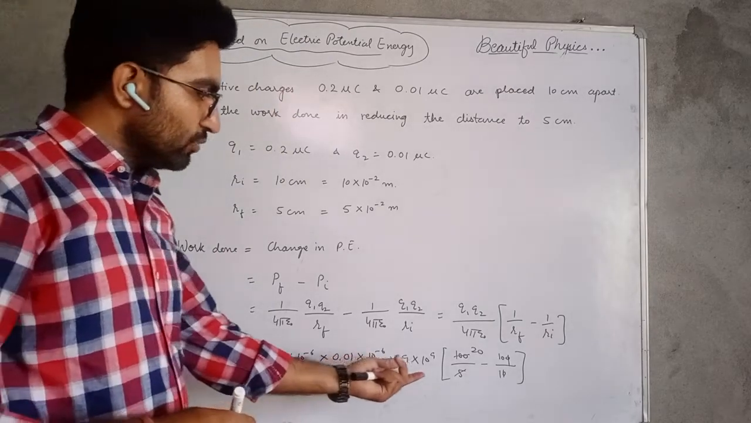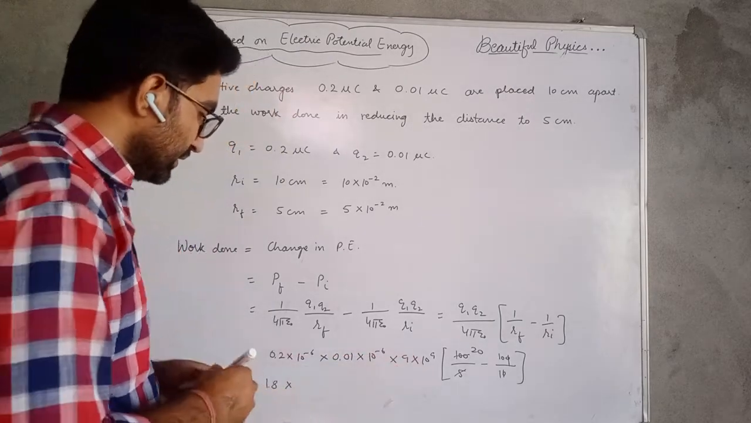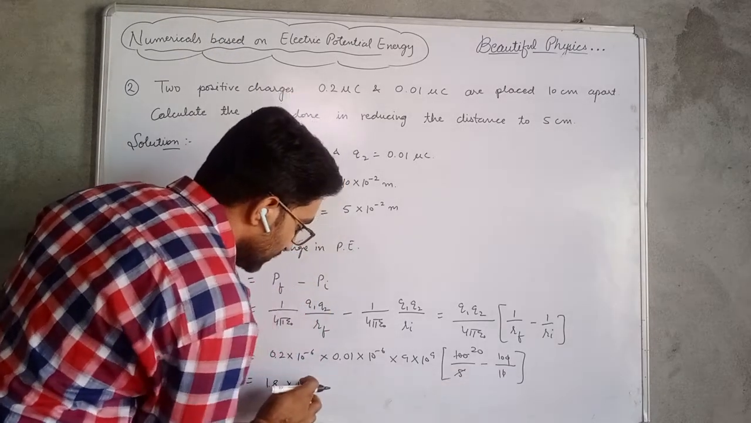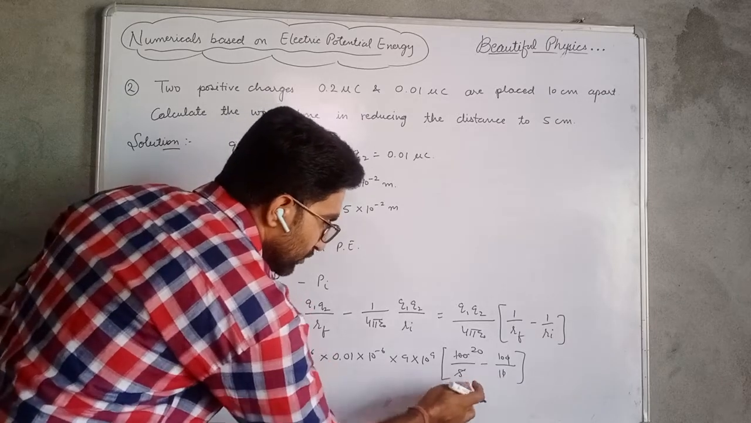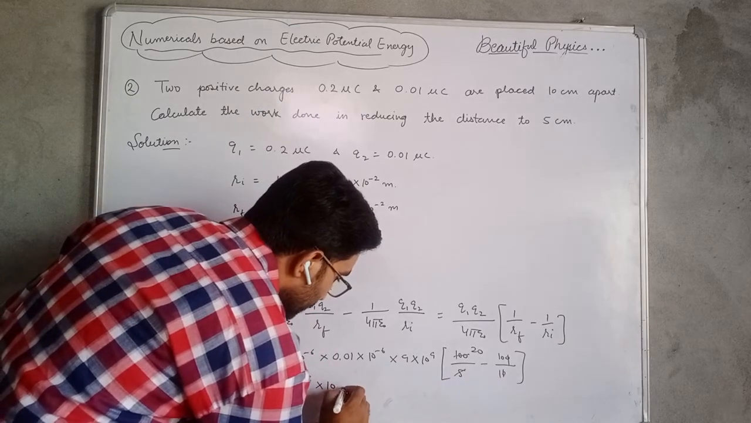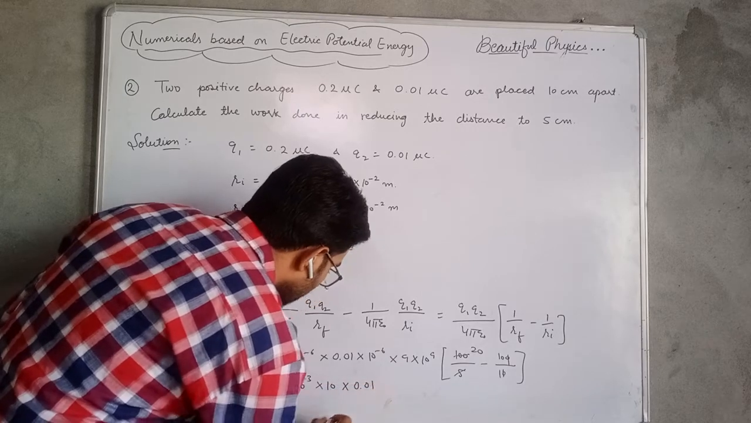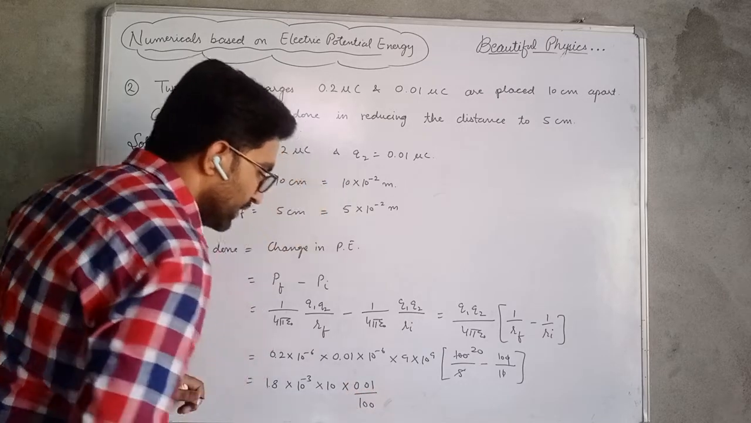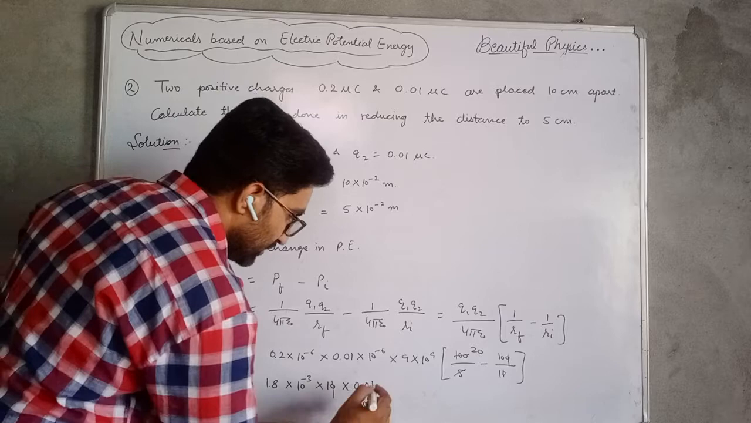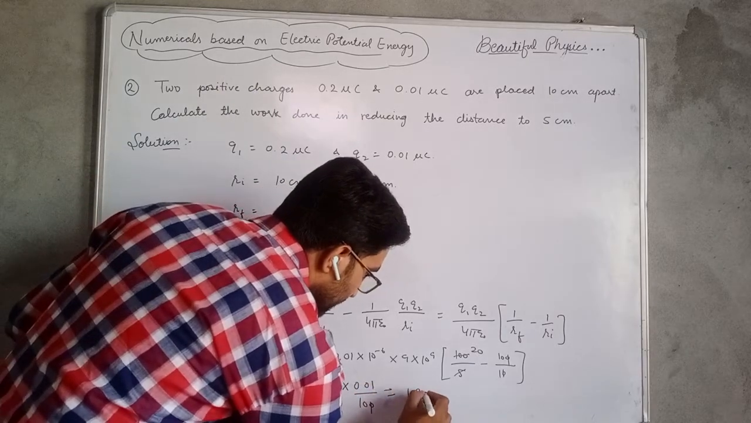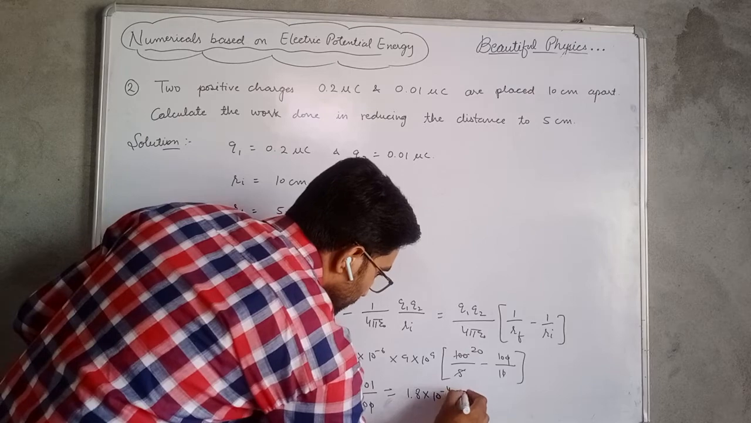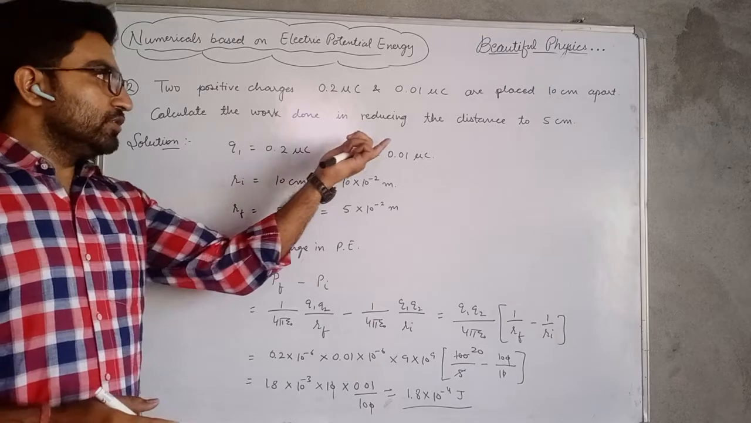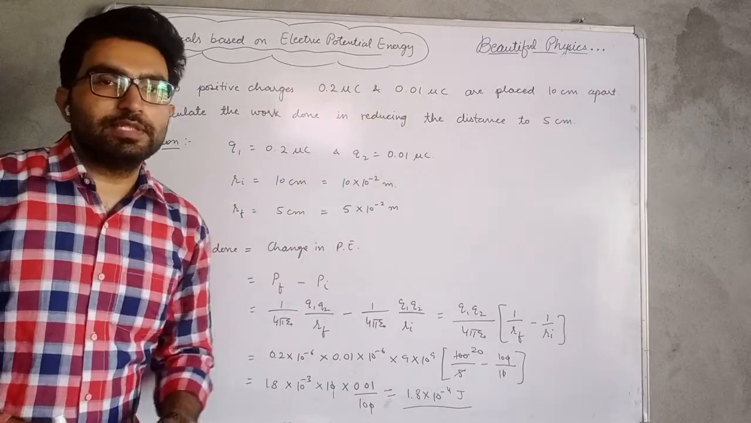We remain with 10 raised to power plus 3, sorry, 10 raised to power minus 3, and 10 comes out from there, and also we have 0.01. Okay, when we remove this 0, then we have 100 here. This can be cancelled out, so we have 1.8 into 10 raised to power minus 4 joule. This is the amount of work done in reducing the distance from 10 centimeter to 5 centimeter.